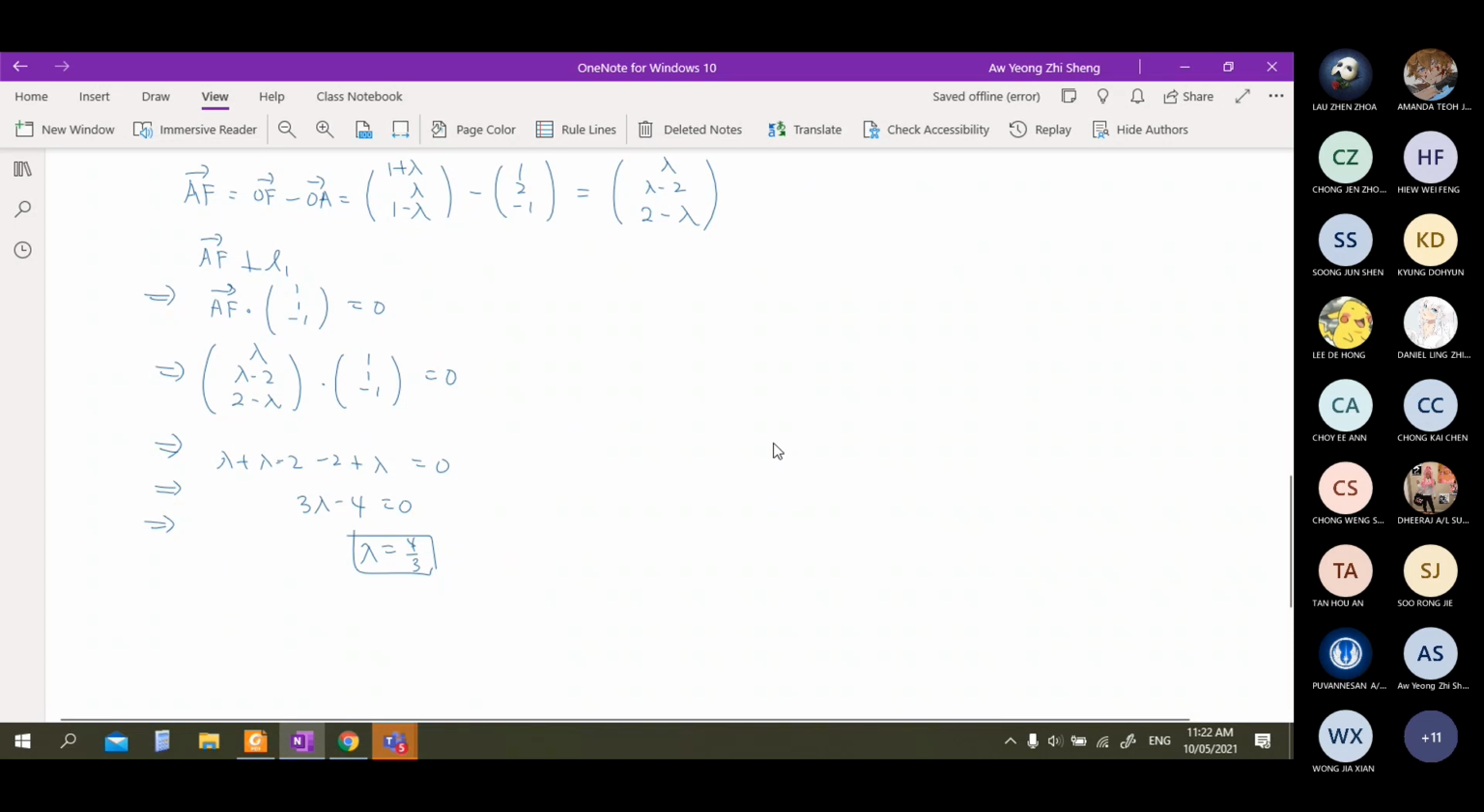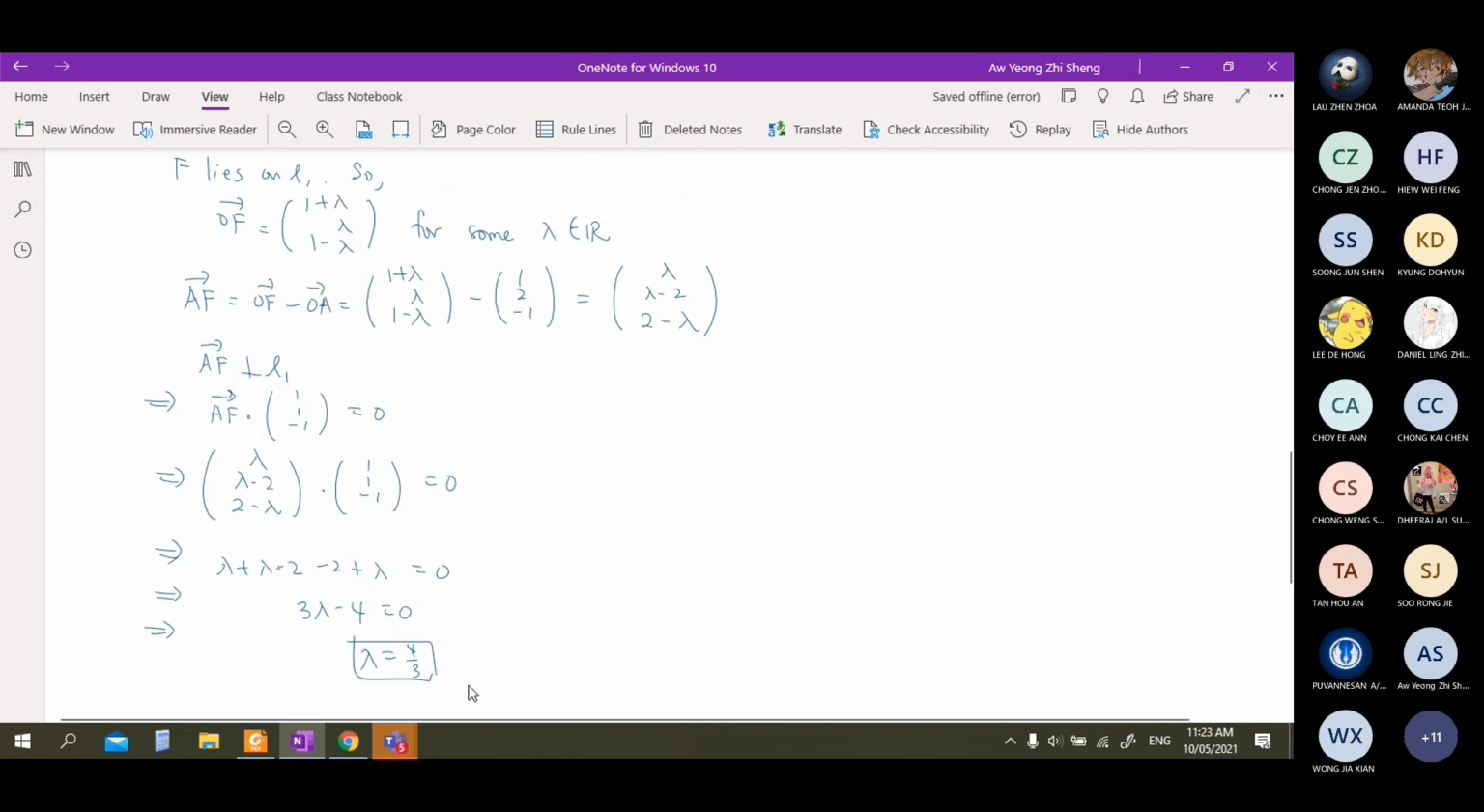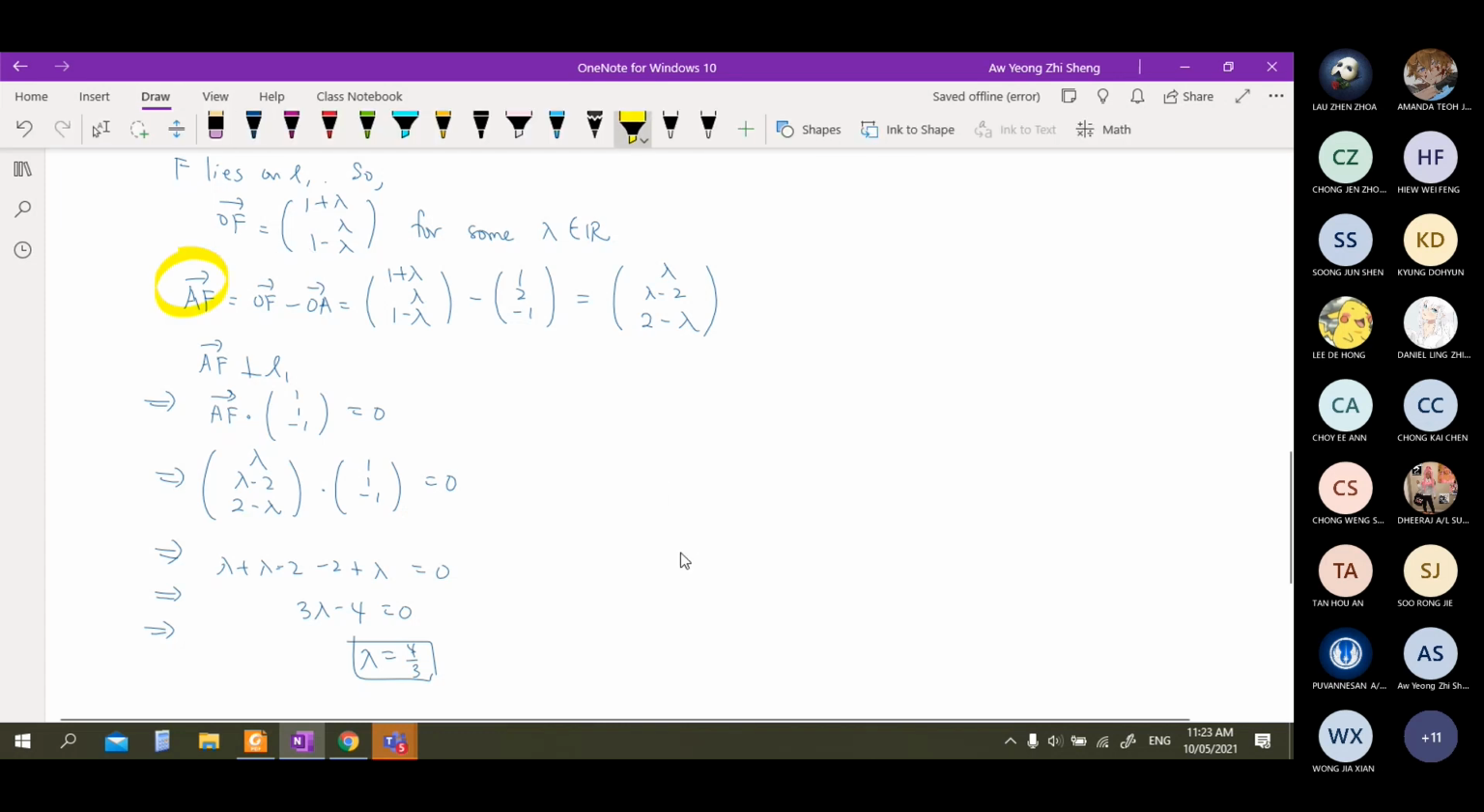What's the aim of this question? The question doesn't really ask for the point F. The question is not asking for foot of perpendicular. The question is asking for shortest distance. So we don't really need to find the point F. We are more concerned about the distance AF, which means this time the lambda equals 4/3. You don't have to sub into OF because the question doesn't ask for OF. The question only asks for the length of the vector AF.